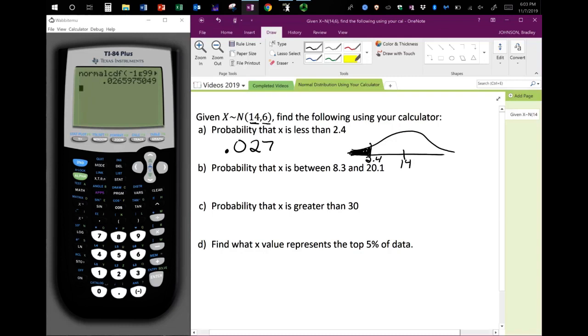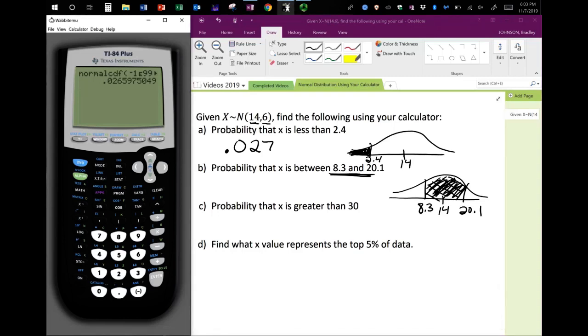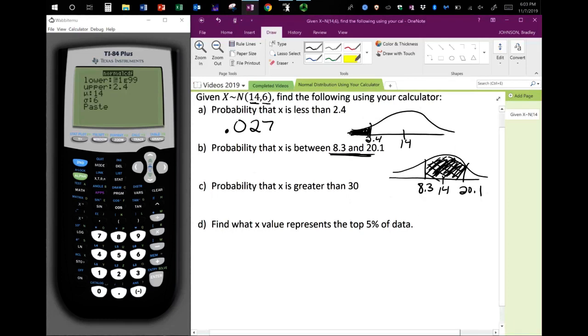Okay, let's do a between example, between 2 values. It's always a good idea to do a little sketch. Okay, 20.1 would be above, 8.3 is below the mean, and we want right there in the in-between. So we're looking for that probability, or that area under the curve. So we'll go back to the distribution menu. We'll choose number 2 again. But now the lower bound, the lowest we can go is 8.3. So I'll just over-type 8.3. The highest we can go is 20.1.